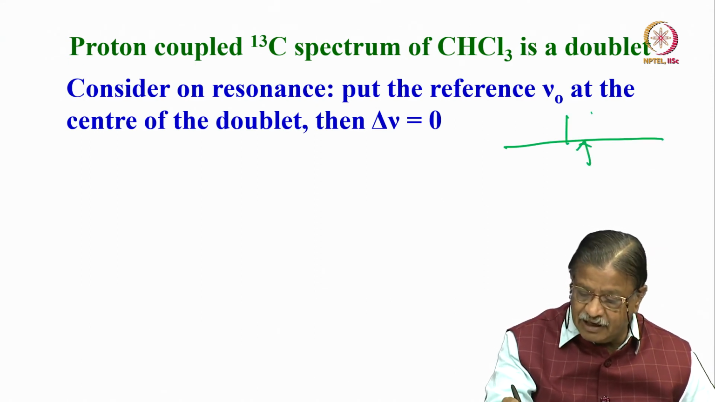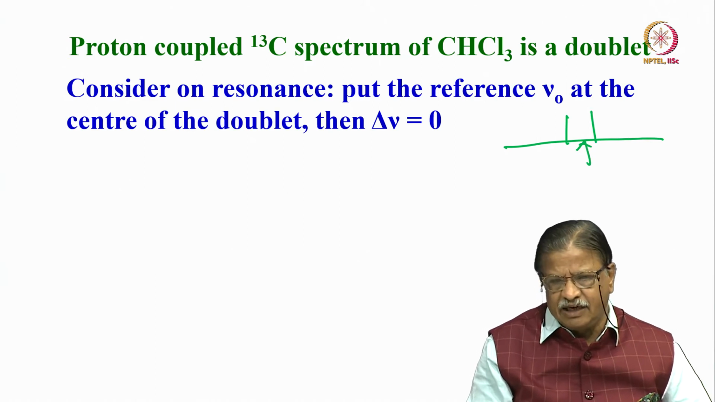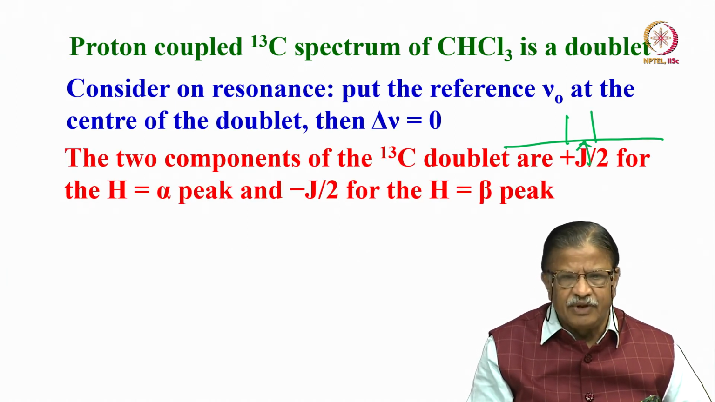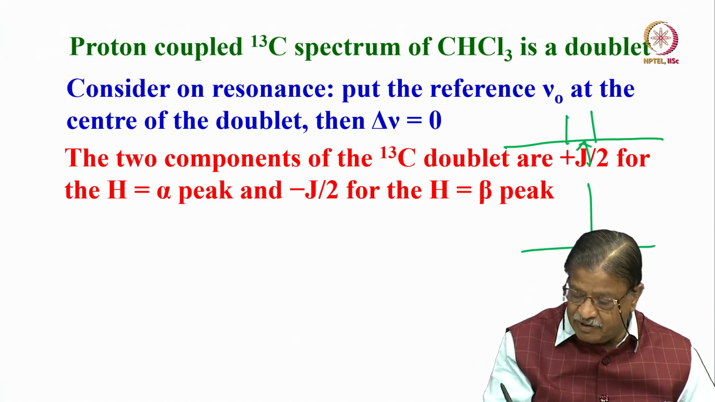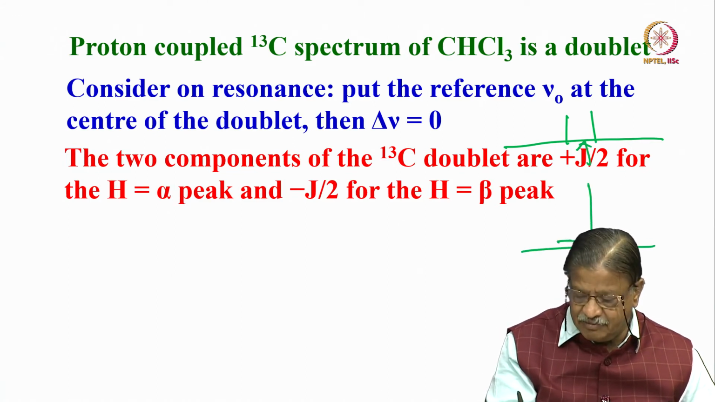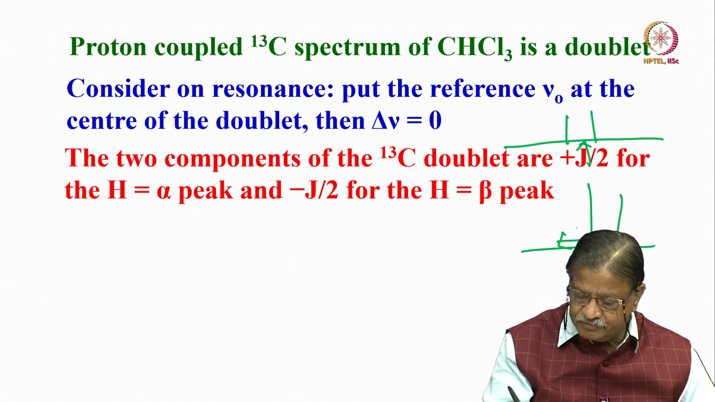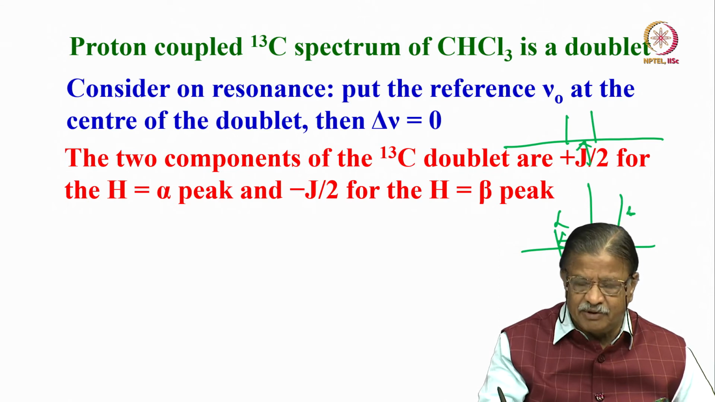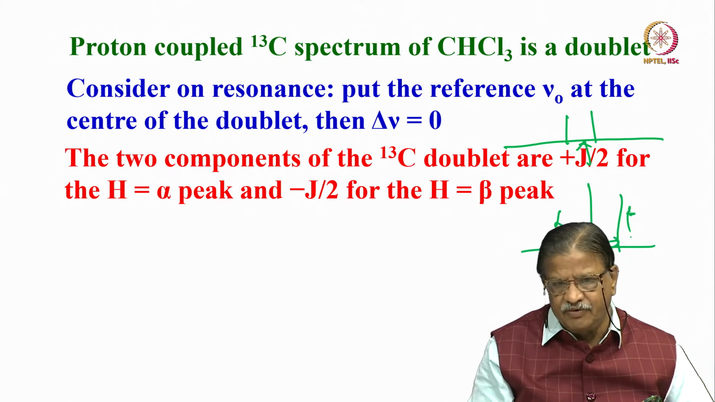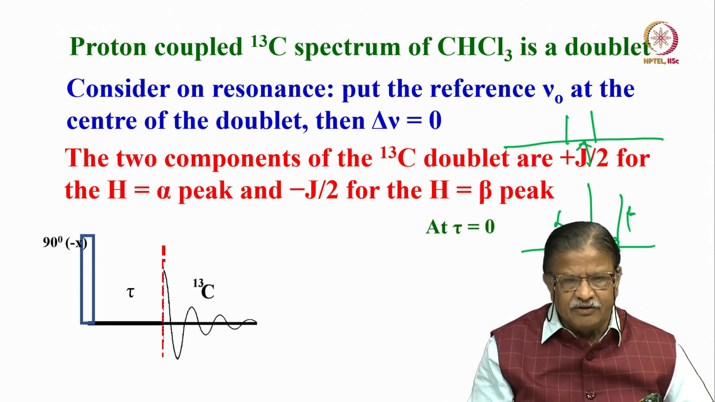Now, exactly on the on-resonance doublet, at the center of the doublet, I will take delta nu equal to 0. The two components of the doublet are like this. This is plus J by 2 and this is minus J by 2 from the center. This corresponds to the alpha peak, and this corresponds to the beta peak. We know that.